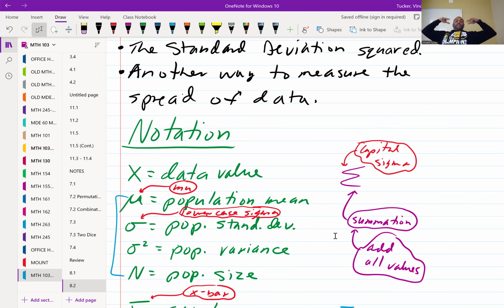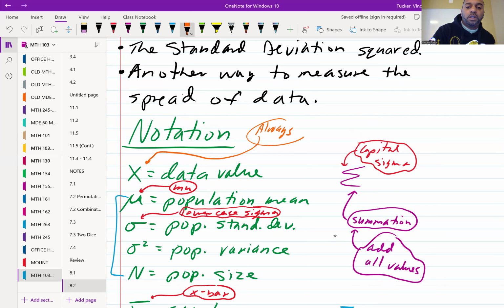Certain symbols in statistics will let you know whether you're dealing with a population or a sample. And it does matter, because sometimes the formula for the population will be slightly different than the formula for the sample, so you would get a different number. X is always going to be our data value. No matter whether you're dealing with a sample or the population, X is always your data value.